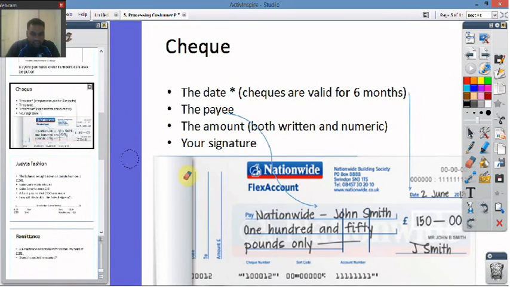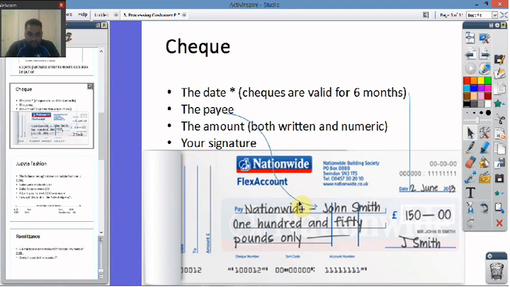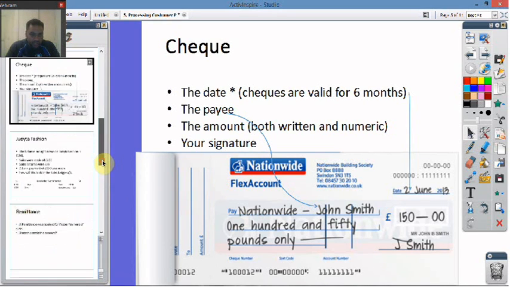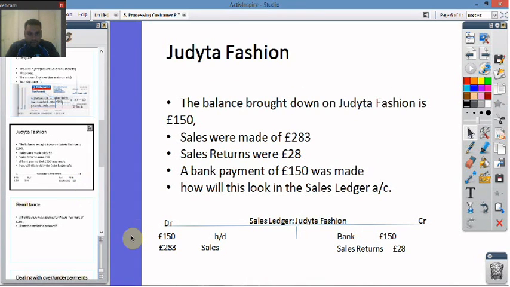So this is a check. The things that a check has: you've got the payee, John Smith. You've got the amount in numbers and in words, and you've got a signature and a date. So you need to have all of this information. If you don't have a part of the information, then it will be rejected by the bank. And checks are normally valid for 6 months, maybe a bit longer sometimes, but that's about how long it is.